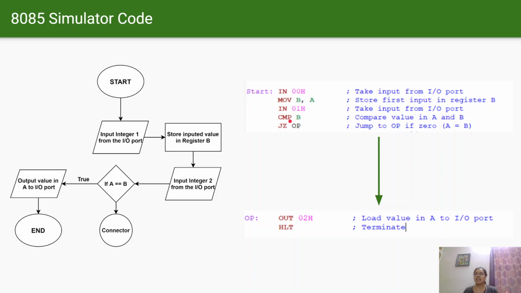CMP-B is basically that we calculate A minus B and then we check what the number is. So if the number is 0, that means that A and B were equal. So JZOP means that jump to OP if 0. OP is nothing but the output subsection of our code, and if both of them are equal, that is A is equal to B, we output that number itself, because as discussed, the number itself is the HCF. So in OP, we have that it outputs to the 02 IO port, and then we terminate the program.